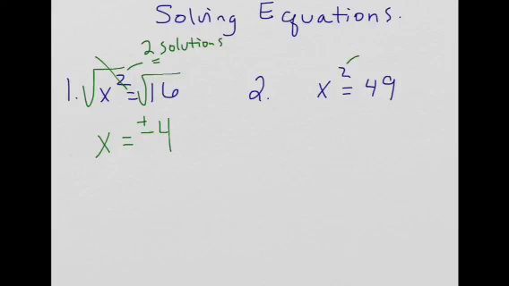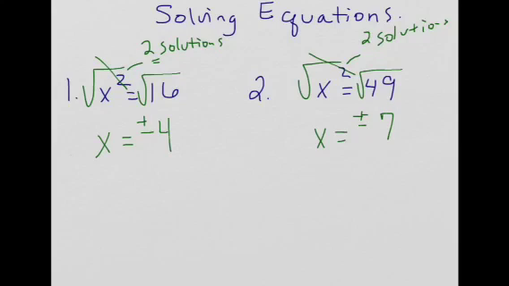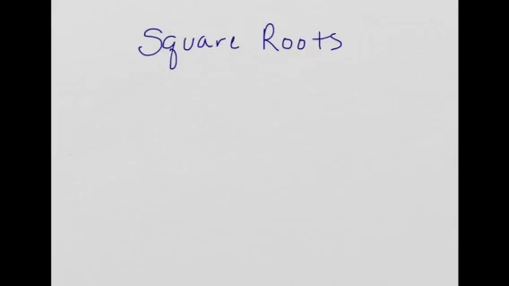All right, we're going to look here. This again reminds us that we're going to have 2 solutions. So we're going to take the square root of x squared and take the square root of 49. These cancel each other out. So x is equal to the positive and the negative answer for 49, which is going to be positive or negative 7. And that's how you do square roots.